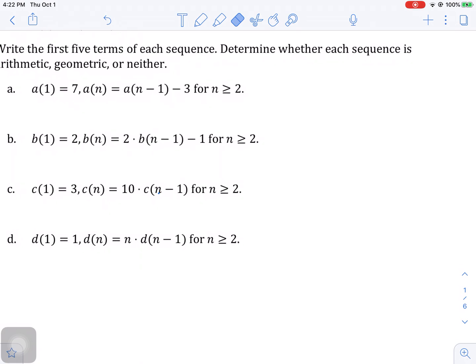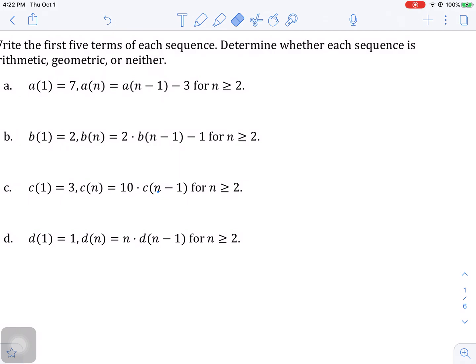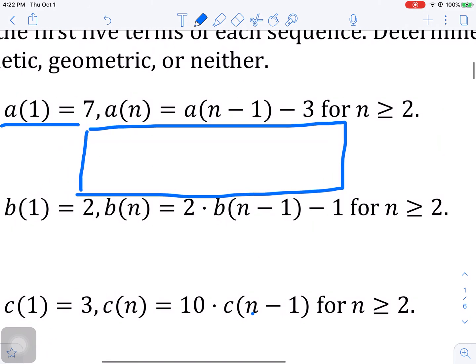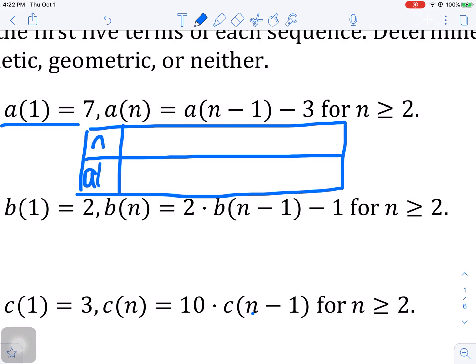With this first one, they're giving you the first term in each of the sequences. One of the things I like to do is set up a table so that I can see this as an XY table almost. So this would be my n and this would be my a of n, or my function notation.